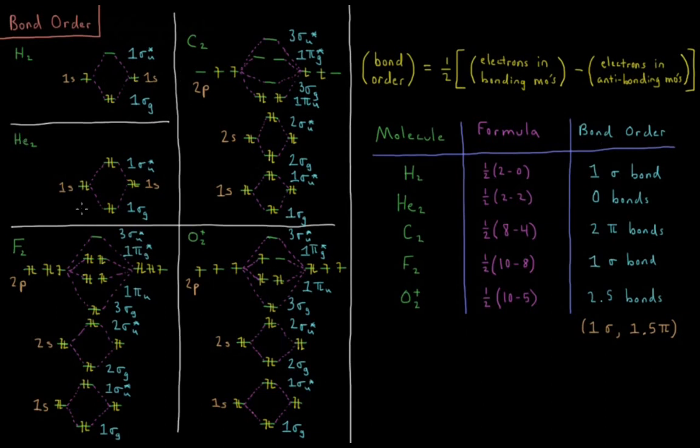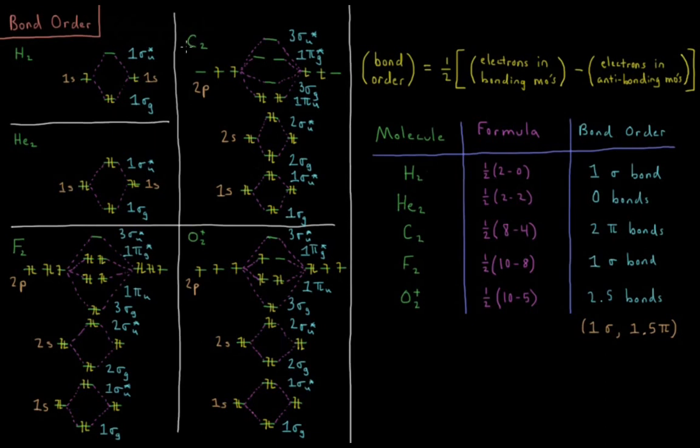For He2, we have 2 electrons in 1σg, 2 bonding, and 2 electrons in 1σu star, antibonding. 1/2 times 2 minus 2 gives us 0, or 0 bonds. So that idea that He2 doesn't really bond, that noble gases prefer to be by themselves, is backed up by this calculation because it says that there's a net of 0 bonds in He2.